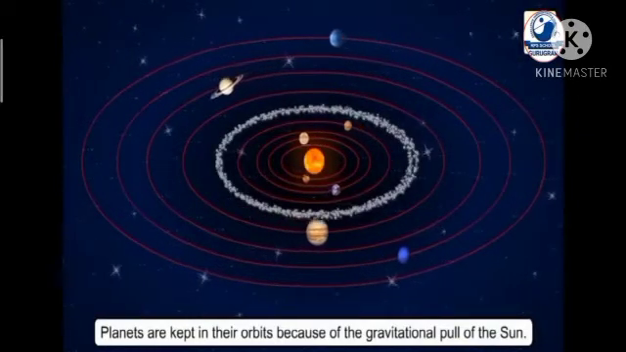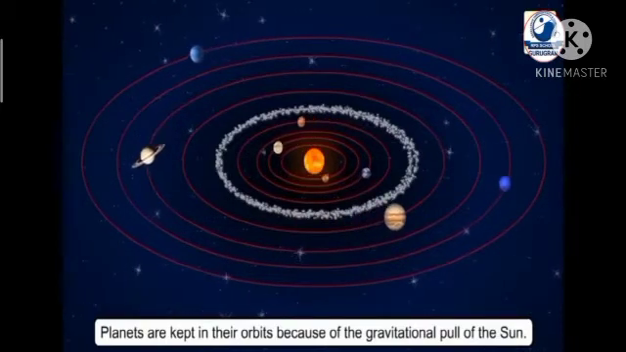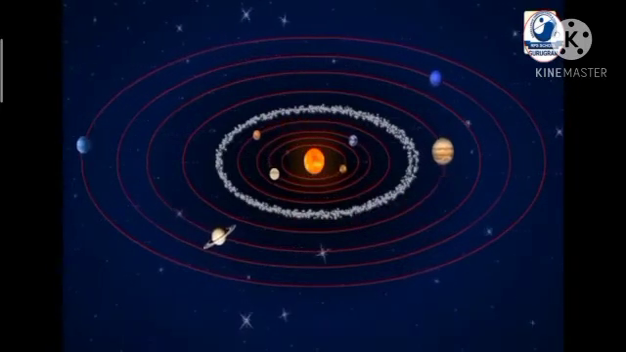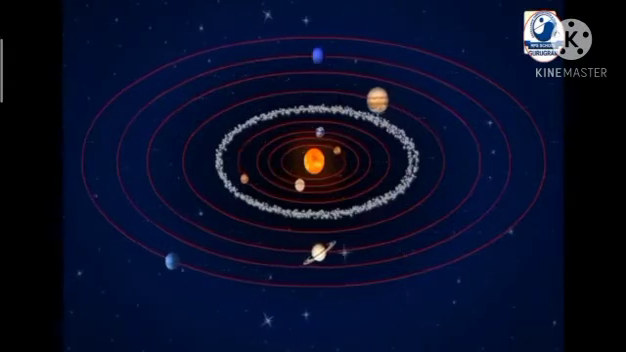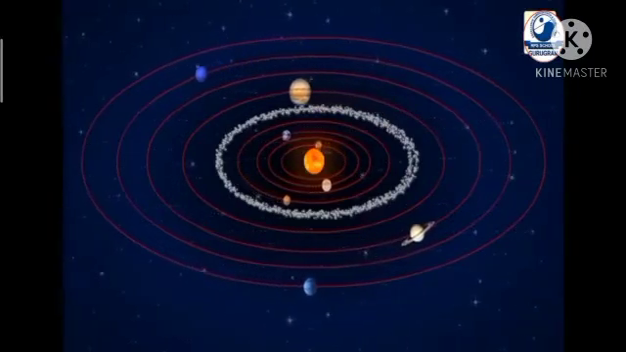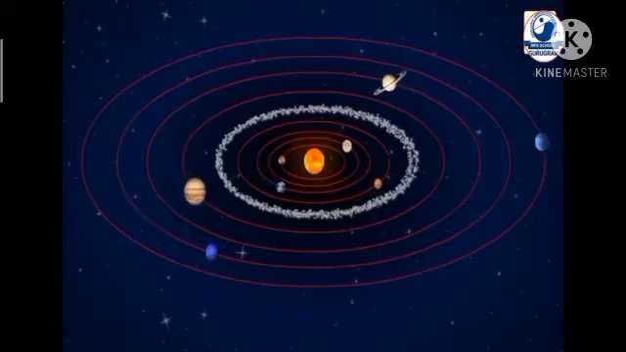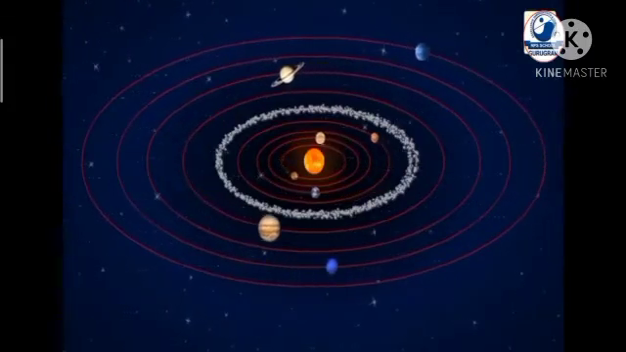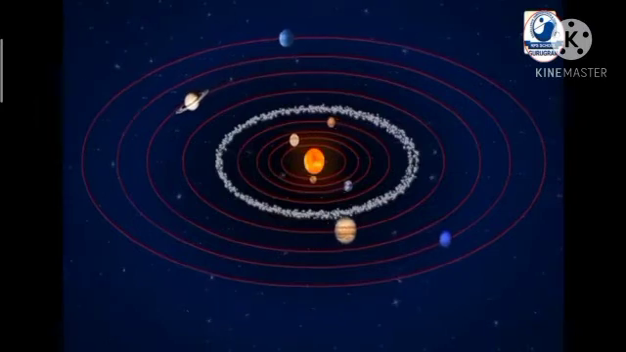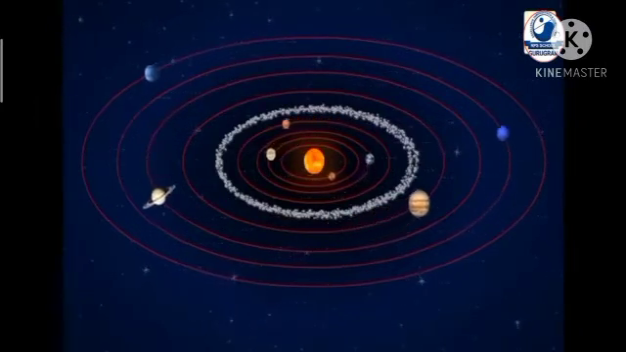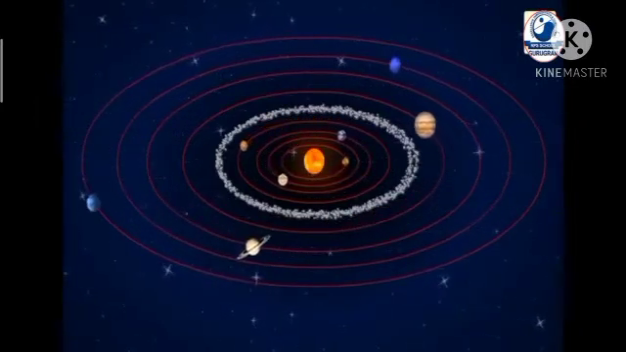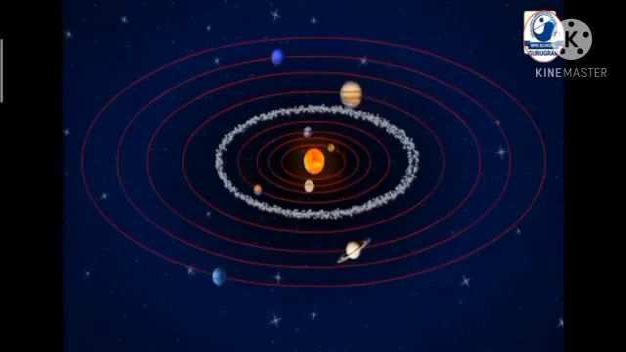All the planets are kept in their orbits because of the gravitational pull of the Sun. Each planet revolves so quickly around the Sun that the Sun's gravity cannot pull the planet towards itself. Yet, the planets do not revolve so fast that they can break away from the Sun's pull and hurtle off into space. Friction.